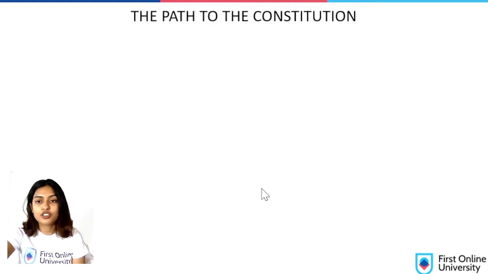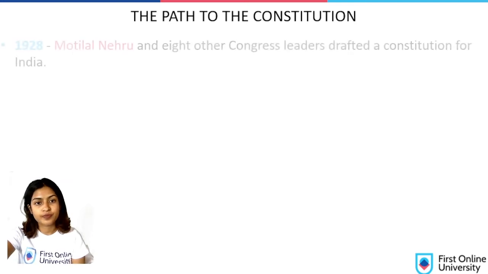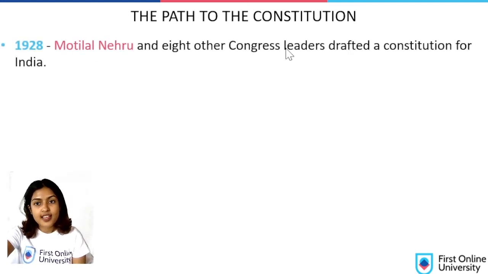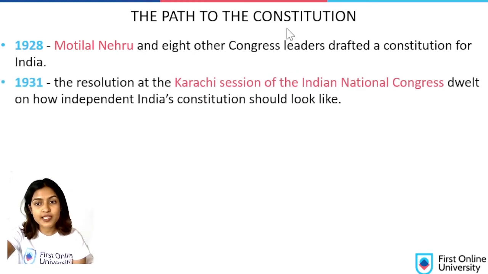Let's see the paths to the constitution. What are the processes and the paths that led to the constitution making? So in 1928, Motilal Nehru, who also happens to be the father of Jawaharlal Nehru, and 8 other Congress leaders drafted a constitution for India. Also, please keep in mind that the Congress mentioned here is the Indian National Congress, and it was the sole party that was in rule then. So in 1931, the resolution at the Karachi session of the Indian National Congress dwelt on how independent India's constitution should look.